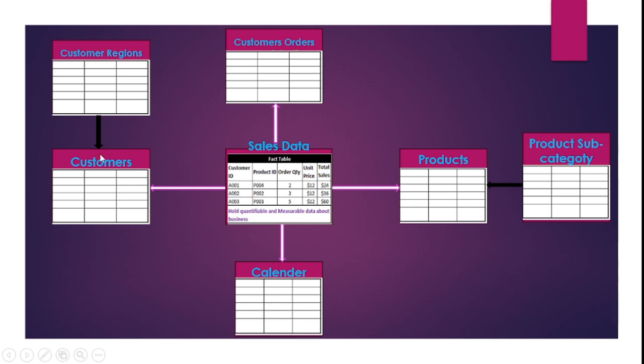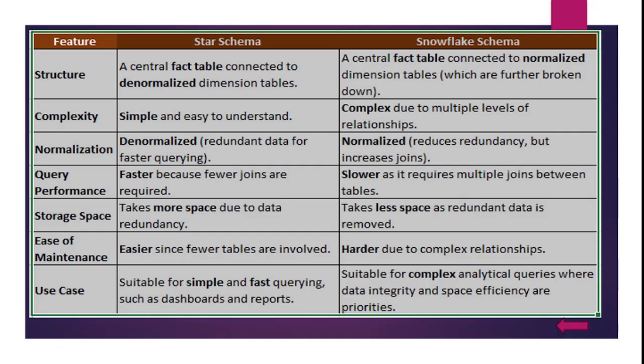You can see here where we have the customers table, which is a dimension table. It's also again connected to another customers regions table. Moving to products, again we have a products table, and then it's also connected to product subcategory. So we have indirect connection of product subcategory to the sales data through the products table. So again we are having normalization as a feature.